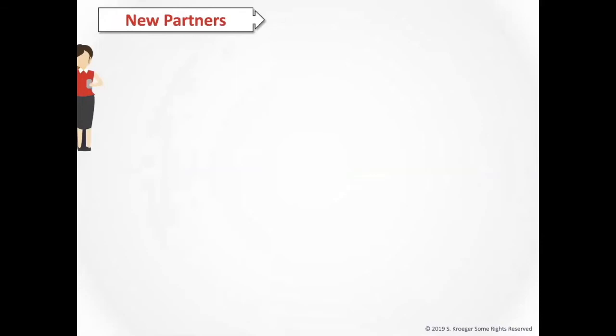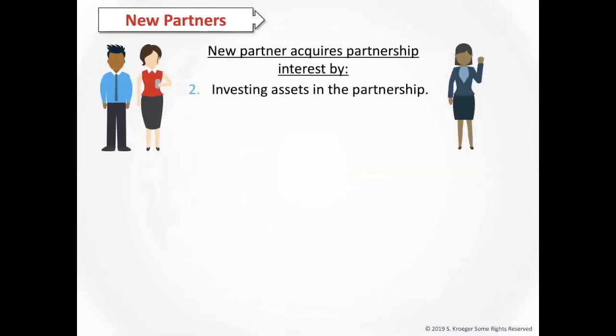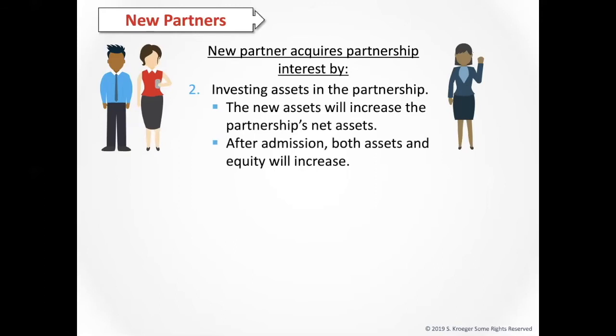Another way to add a new partner to the business would be by them investing assets into the partnership. In this case, the consideration that the partner pays will go on the company books. The new assets will increase whatever the new partner will give to the business. And after that, their capital account will also increase. This part gets a little tricky. I'd say this is one of the more difficult parts of this chapter.